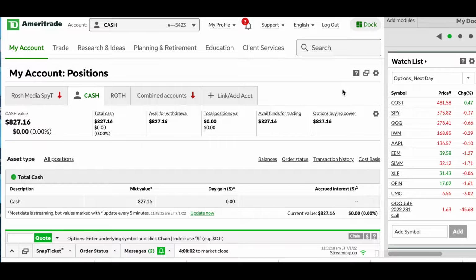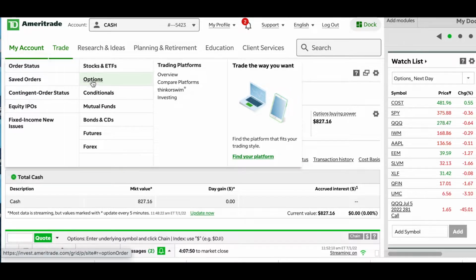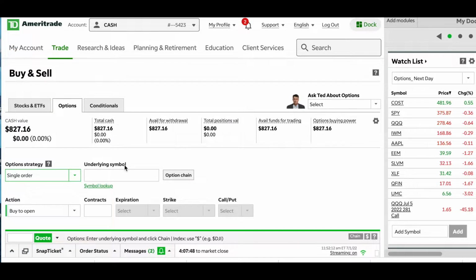I'm using the Ameritrade system here. You may be using a different platform. However, it should be very similar. For Ameritrade, I would just go under Trade and Options, and I will put in SPY to look up what is referred to as the option chain.